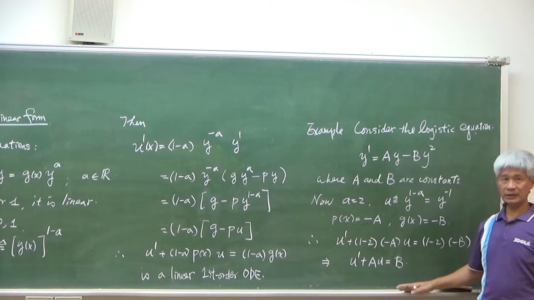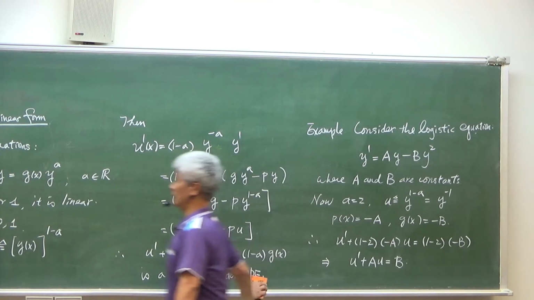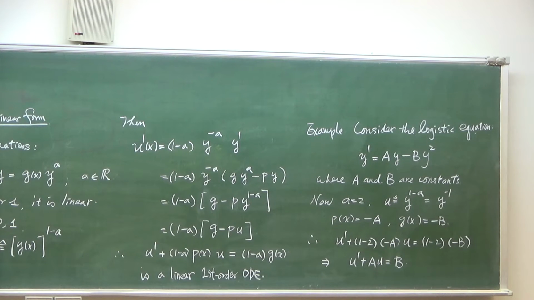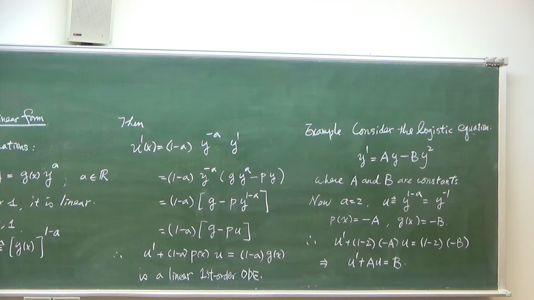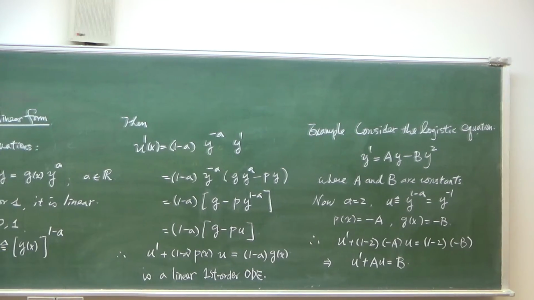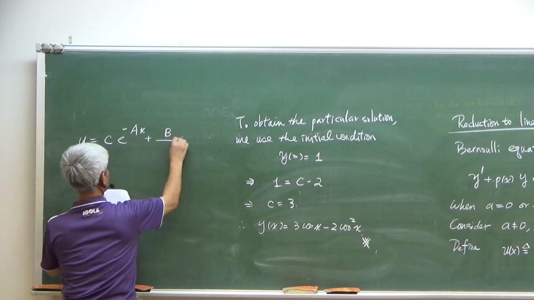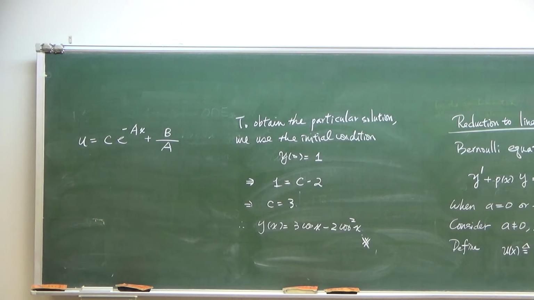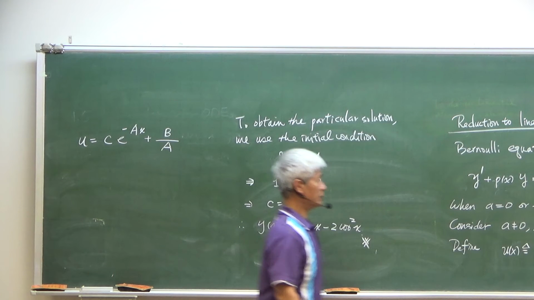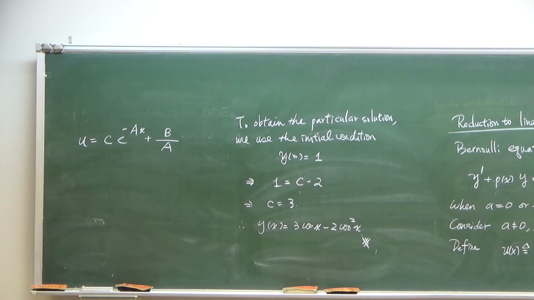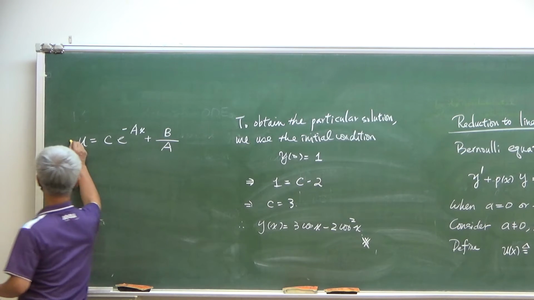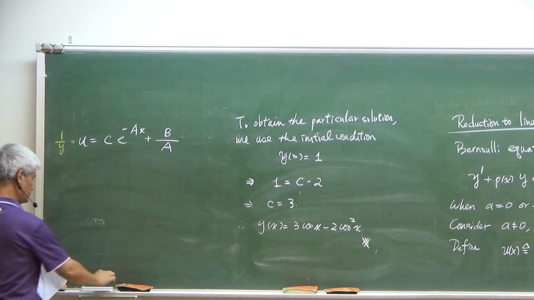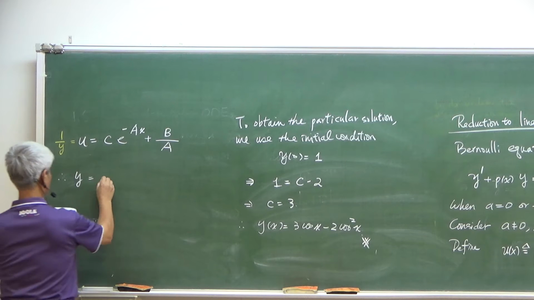And the procedure to solve this linear ODE is quite standard, you already learned before. So we can write the solution immediately. So we have U equals to C minus B over A e to the minus Ax, divided by n. Alright, so we can solve this linear ODE. And remember, U is equal to the reciprocal of y. So this is equal to 1 over U here.